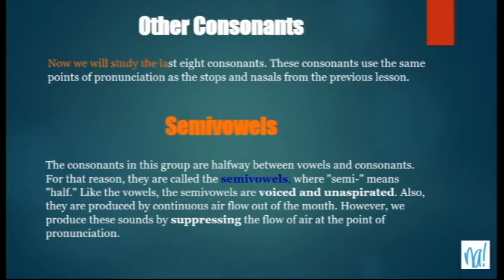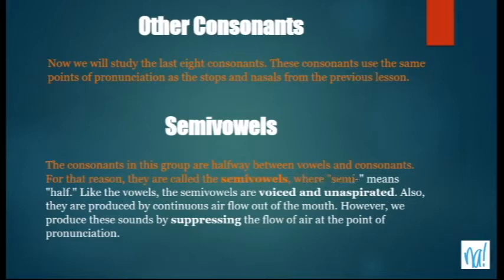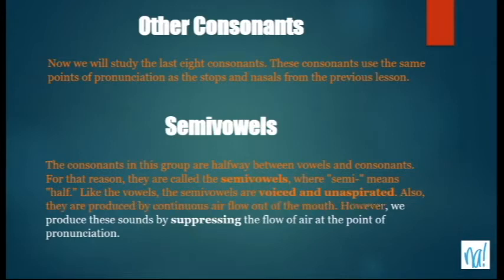Other consonants. Now we will study the last 8 consonants. These consonants use the same points of pronunciation as the stops and nasals from the previous lesson. Semivowels. The consonants in this group are halfway between vowels and consonants. For that reason, they are called the semivowels, where semi means half. Like the vowels, the semivowels are voiced and unaspirated. Also, they are produced by continuous airflow out of the mouth. However, we produce these sounds by suppressing the flow of air at the point of pronunciation.